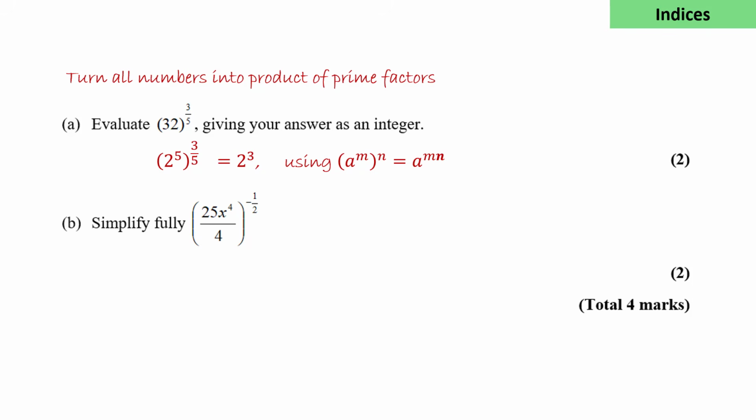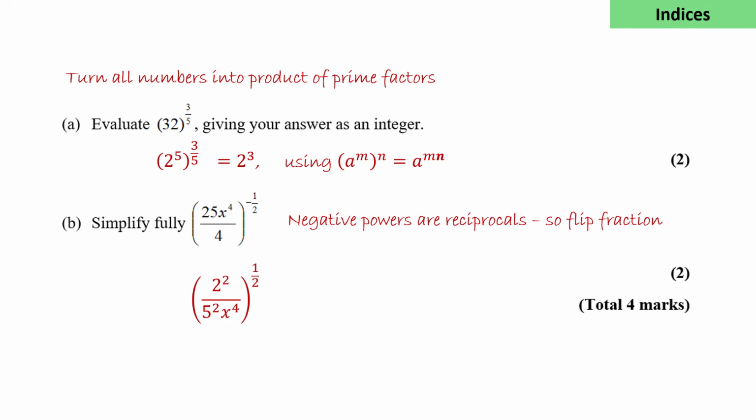The second part, we have a negative power. Negative powers are reciprocals, so we flip the fraction. It gives us 2 squared over 5 squared x to the 4th to the power of a half. That gives us 2 over 5x squared.